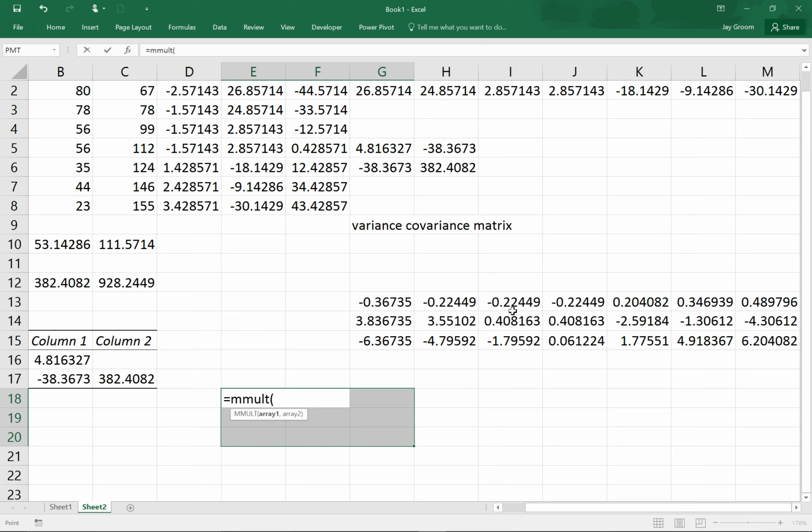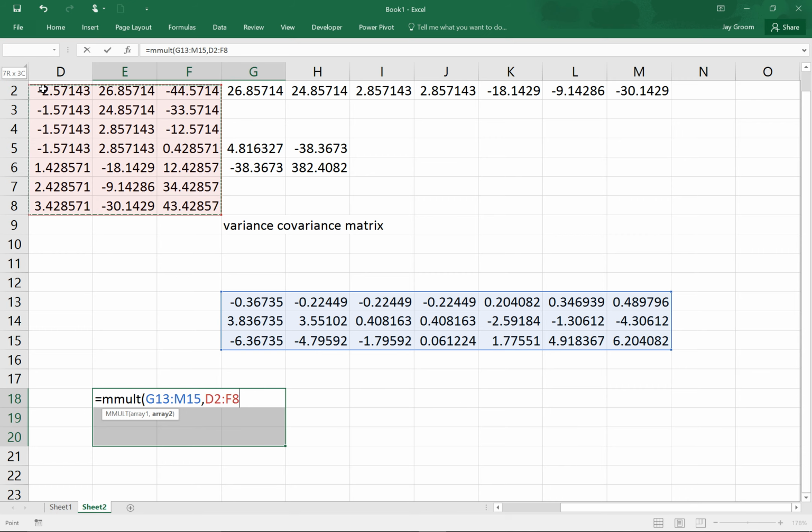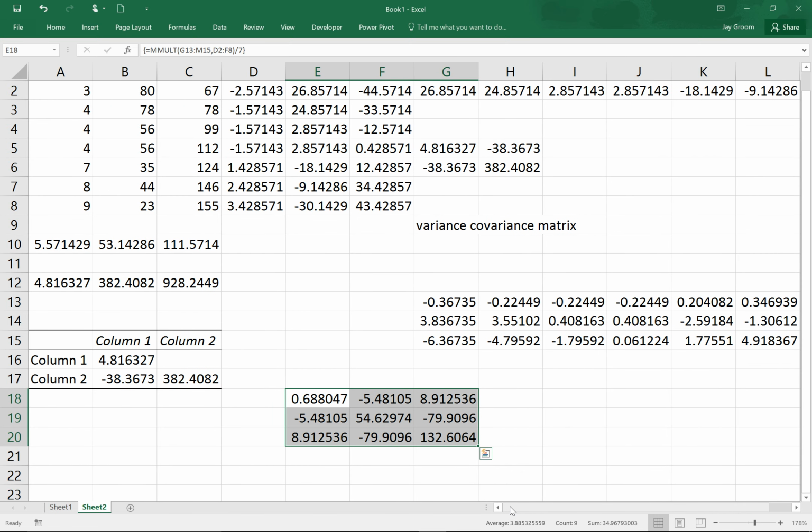So equals this fella, comma, this guy. By the way, this is why you go ahead and use a computer when you're doing this. Control Shift Enter. Bam. Anyway, if we didn't screw it up, which I very well may have done.